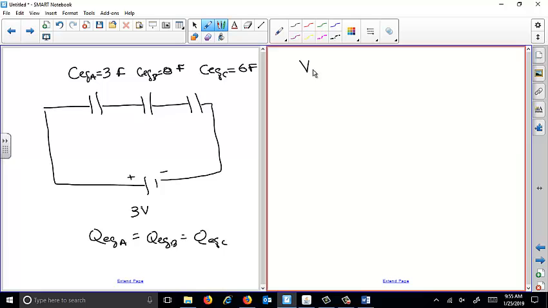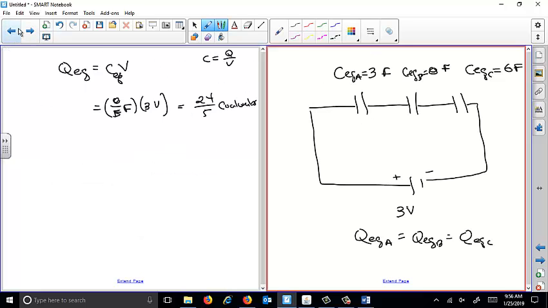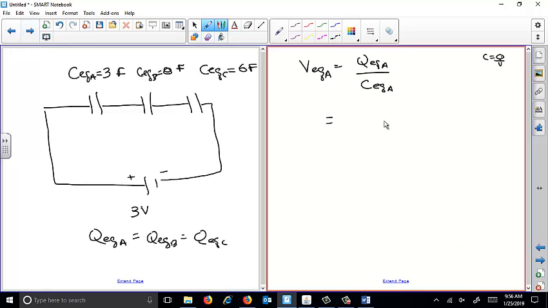So to find the voltage across equivalent capacitor A, I always forget which way it goes, so I just have to write it out. Capacitance is charge over voltage, so voltage is charge divided by capacitance. The charge I get from my previous step is 24 fifths coulombs, divided by the equivalent capacitance, which is 3 farads.